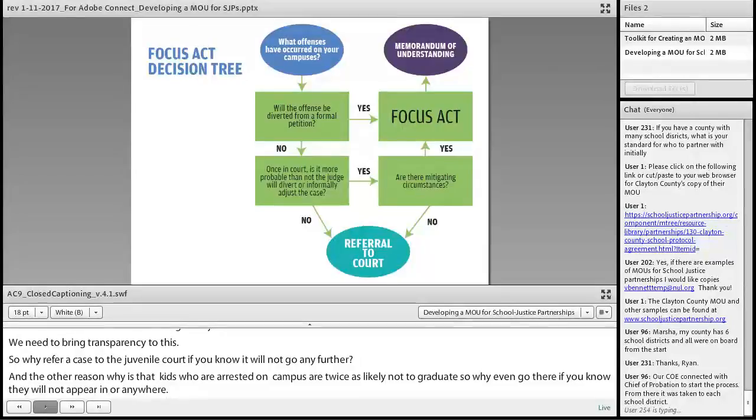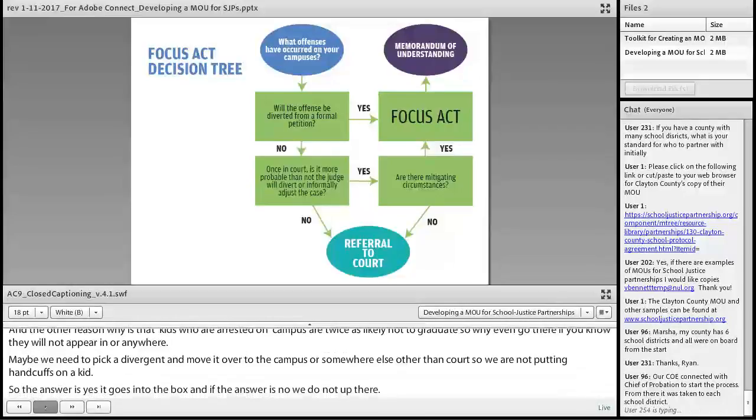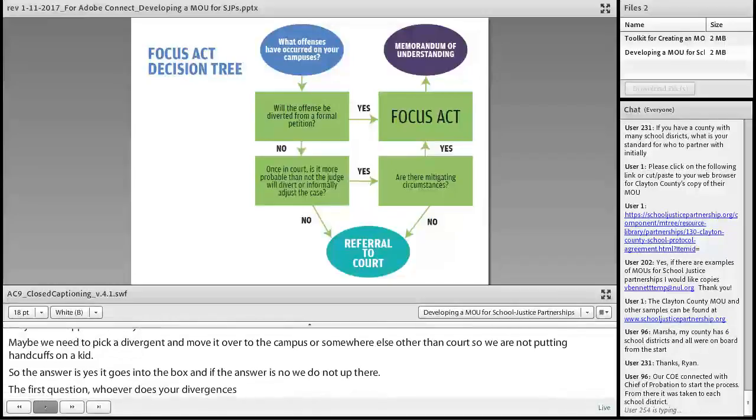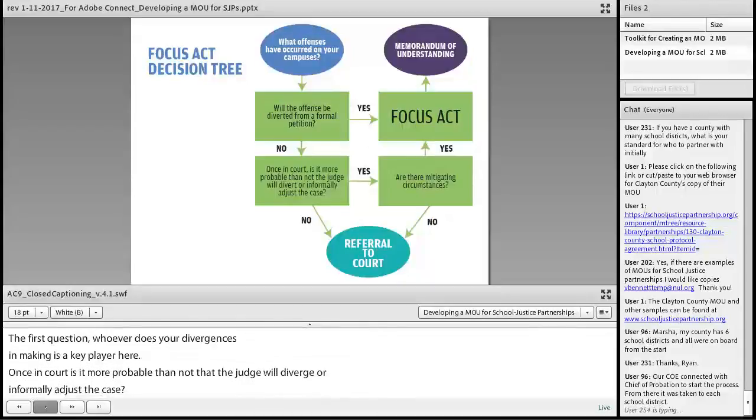So if the answer is yes, it goes into the box. If the answer is no, we don't stop there. The first question is about whoever does your diversion decision-making; they're key role players here. When you go to the next box, it's the judges. The judges get involved here. Once in court, is it more probable than not the judge will divert or informally adjust the case? Sometimes this box and the next box, where it says yes, are the mitigating circumstances, can blend, because judges will say, most of these, when it gets this far and they're here merely for due process reasons, the kid entered a denial, the kid was tried.